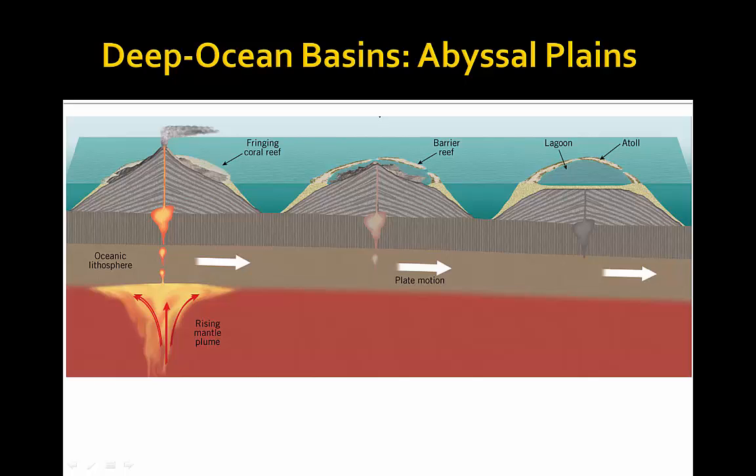Now, this process also explains how coral atolls form. Corals continue to grow up as the seamount is eroded and shrinks down.